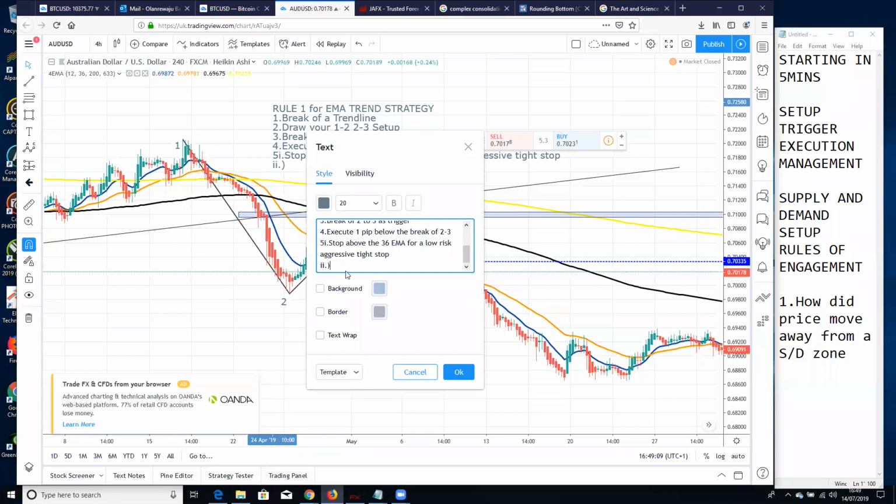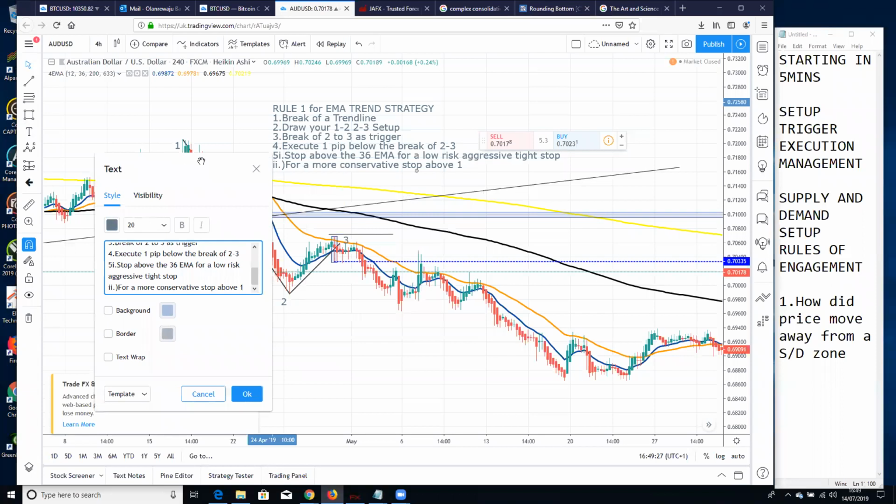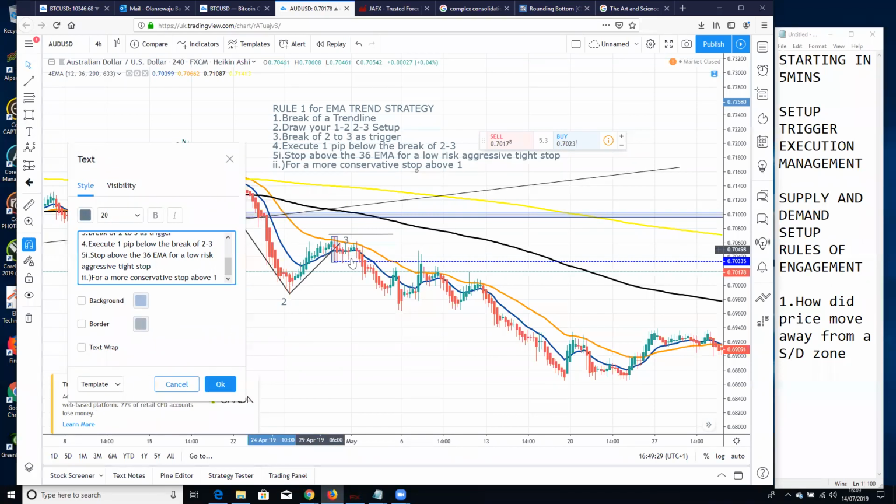For a conservative stop, a more conservative stop above 1. Okay, right. And then your targets will now be whatever your stop is.